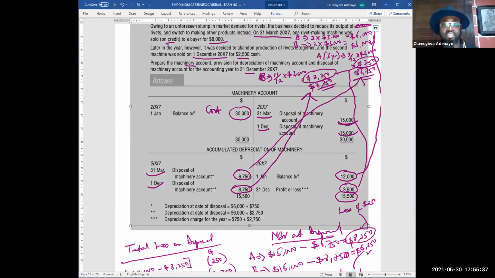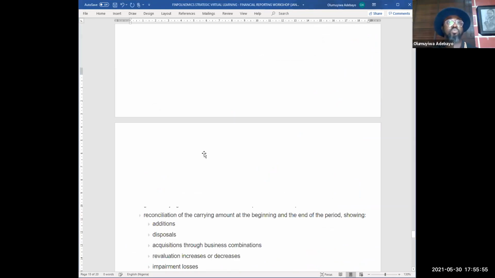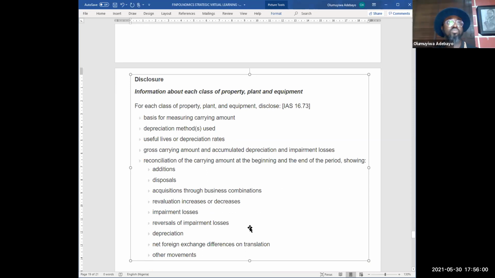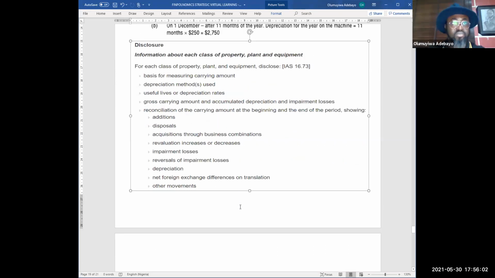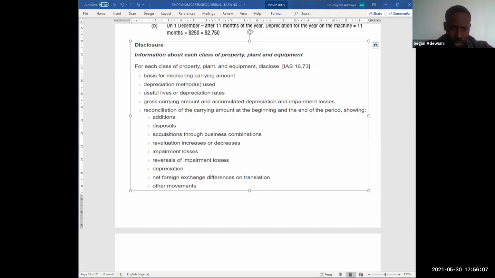Okay, now the last phase of our discussion is the disclosure requirements. I want somebody to read out our disclosure requirements in line with the requirement of IAS 16. Over to you. Who will volunteer to read? Okay, I'll read it. Okay, disclosure.